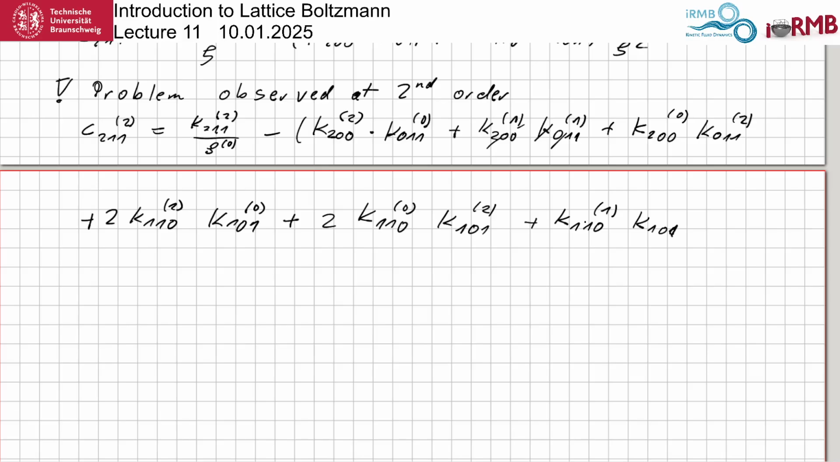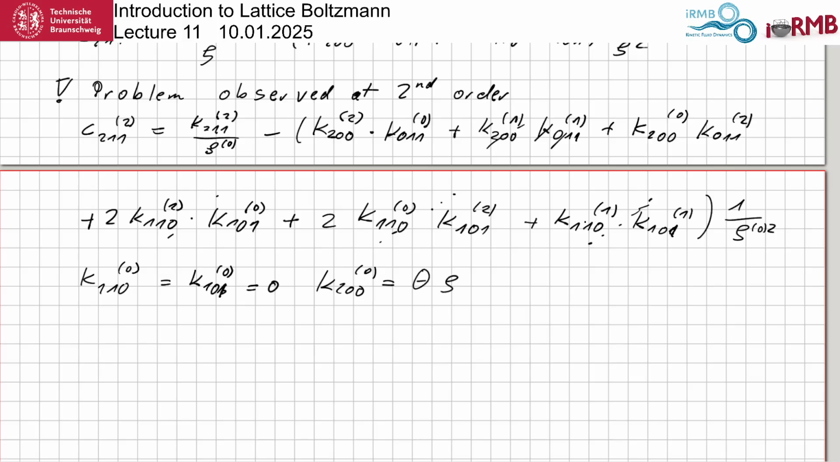So you notice that this here cannot exist, this here cannot exist, and this here cannot exist. Divided by rho to zero order squared. So of course K110 to zero order is equal to 0, K101 to zero order is 0. K200 to zero order is not 0. This is theta rho to zero order, and K11 and the other one to the first order is also 0.